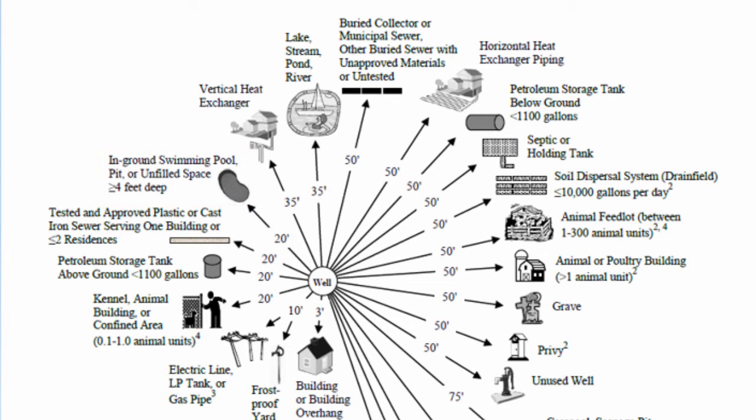Though the specific regulations vary from state to state, these images demonstrate many of the factors a well owner needs to consider when locating their well. It's a good starting point for asking questions like, where's my septic in relation to my well? Where is my neighbor's septic? And the question we'll discuss next, is groundwater flowing from the septic toward my well?